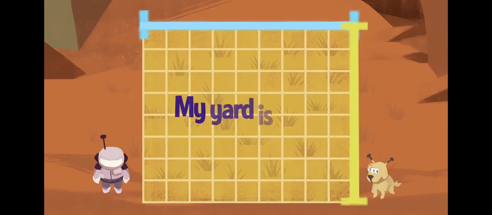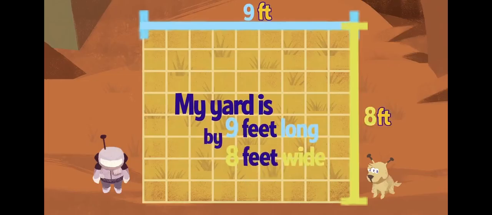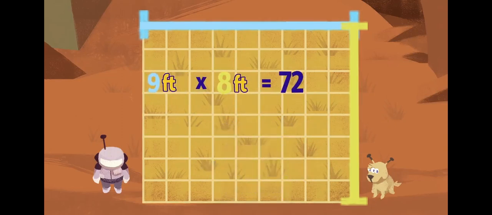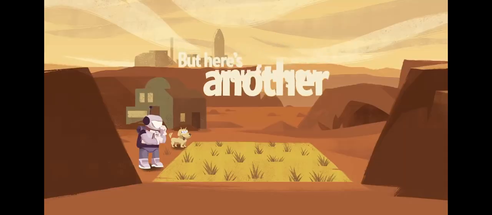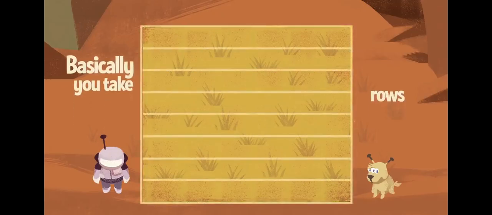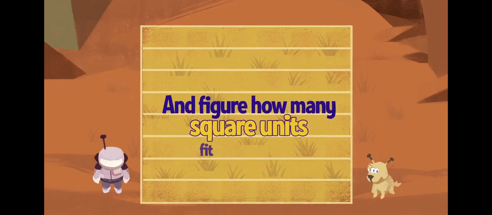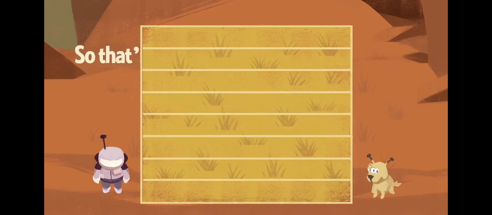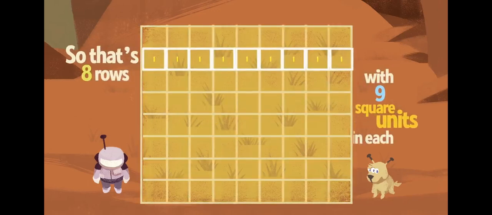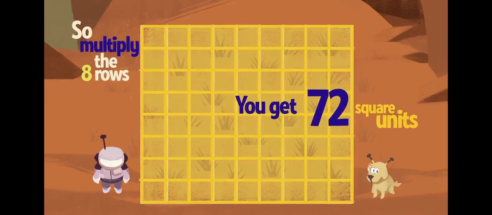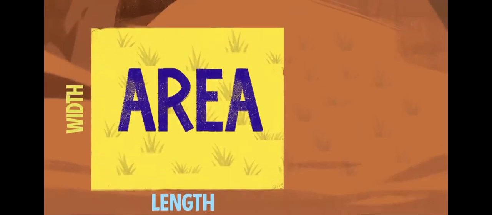My yard is 9 feet long by 8 feet wide. I get the area when I multiply each side. And 9 times 8 is 72. But here's another way for you to think it through. Basically, you take the rows and figure how many square units fit inside of those. Yo, my backyard is wide, 8 feet. So that's 8 rows with 9 square units in each. So multiply the 8 rows by the 9 square units, you get 72. Yup, you knew it.